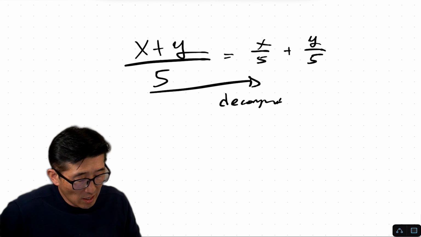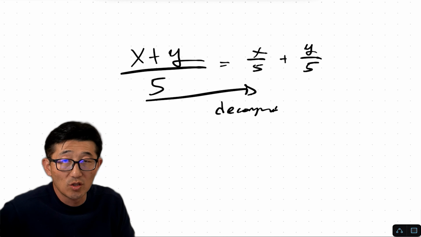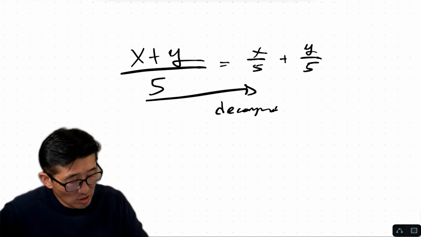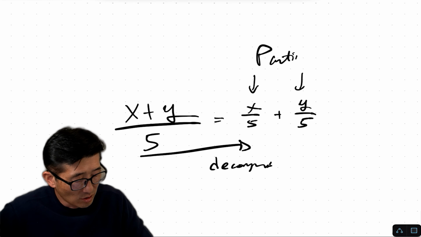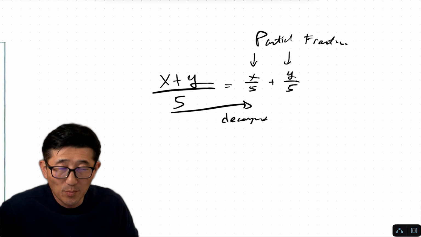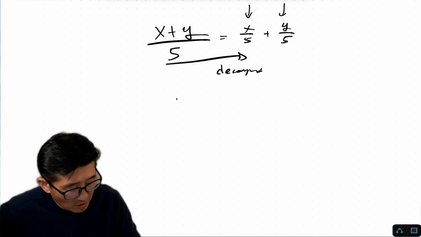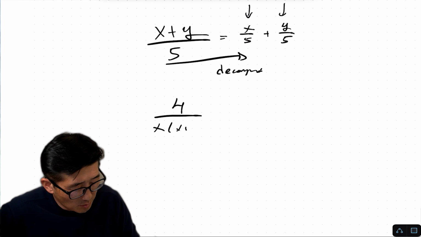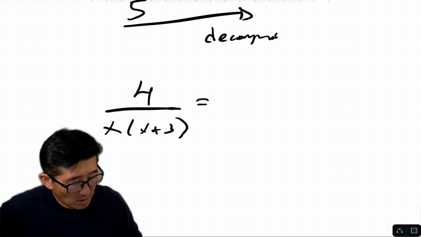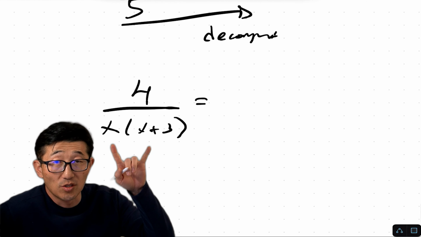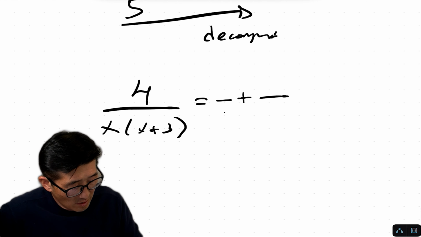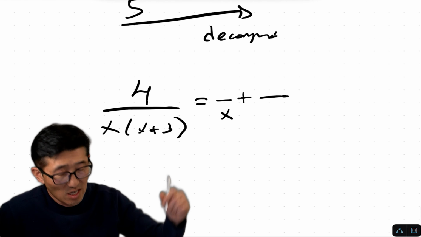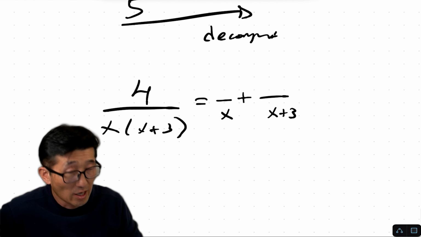Decomposition just means taking a fraction and decomposing it into smaller what? Smaller fractions. These two right here are called partial fractions. For this one it's obvious, but if you have something like 4 over x times x plus 3, this is the common denominator. That means one of the fractions had to have x, and the other one had to at least have x plus 3.